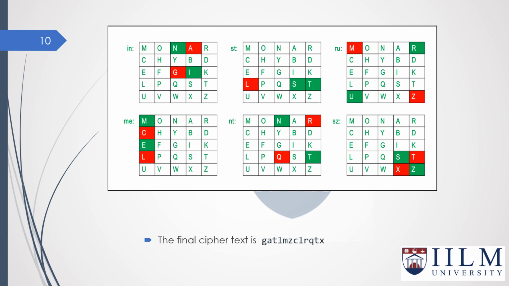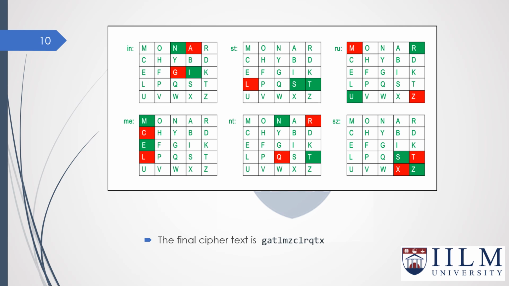Next we got ST. These are in a single row. So for S we are getting the right side T, and for T we are getting L. Okay. So we are getting TL. And for R and U, by conjunction we are getting M and Z. So we are getting MZ.